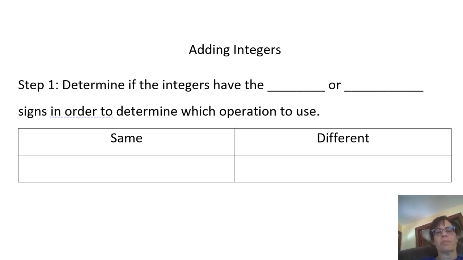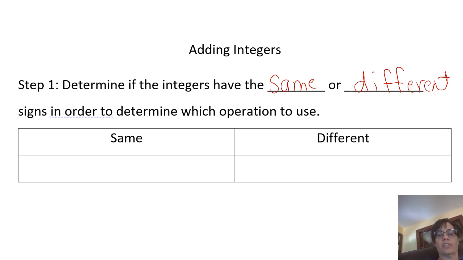So your step one when adding integers is you need to determine if the integers have the same sign or if they have different signs. That's what you will use to determine which operation to use. So let's fill in this chart. If you determine they have the same signs, you're going to add the absolute values together. If you determine they have different signs, you're going to subtract the absolute values.